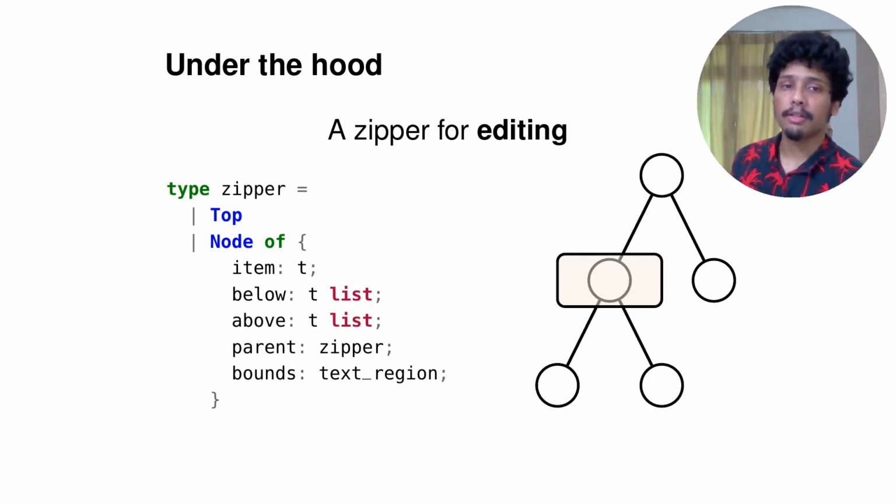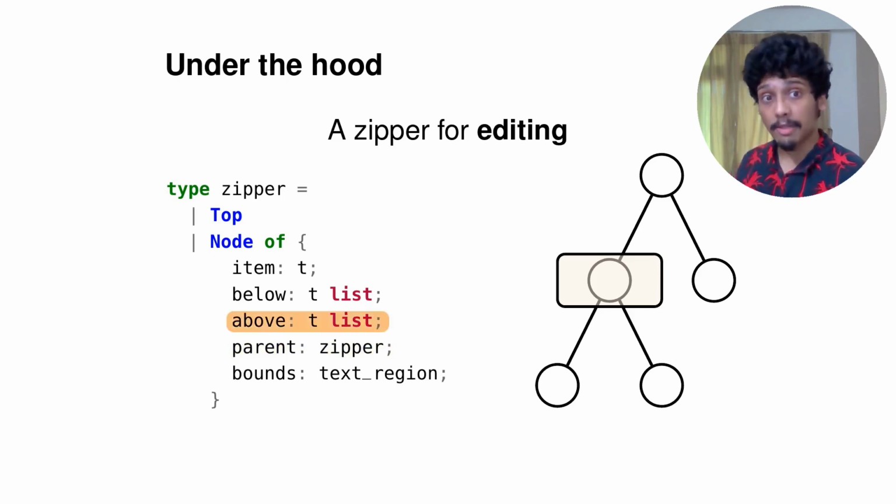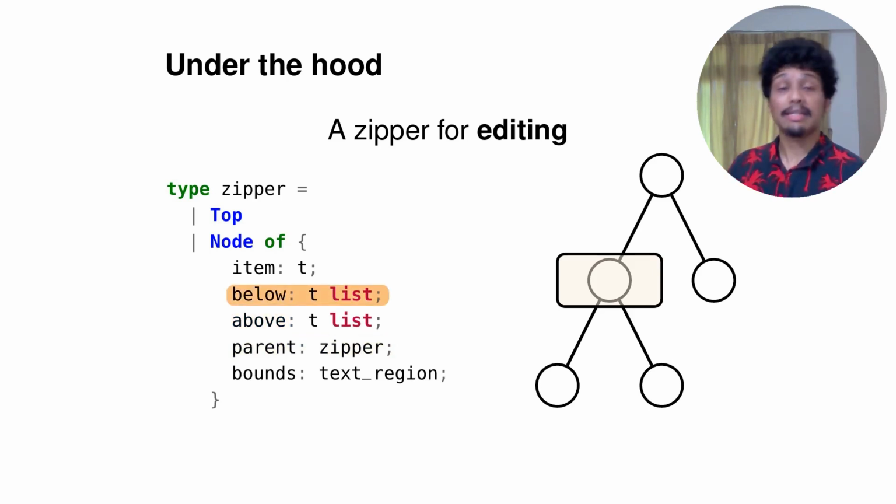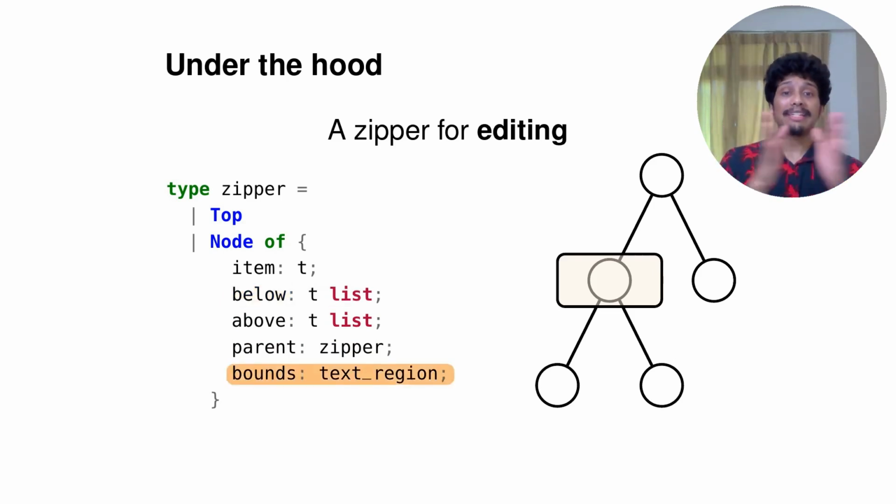The parent field represents the immediate parent of the currently focused element. The sibling fields, the above and below, represent the siblings that immediately precede the current element, or the ones that follow. In this case, there are none. Now, the main modification that we've made is to add this additional field, bounds, that represents the text region that encompasses the entirety of the currently selected element and all of its children.